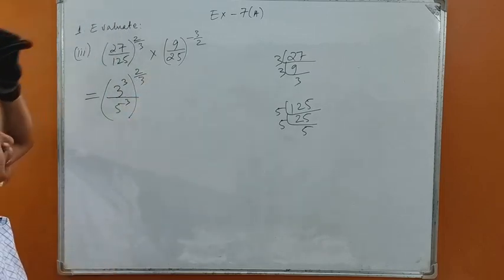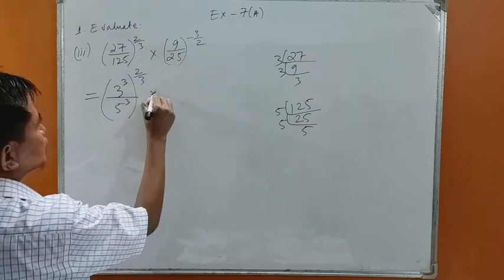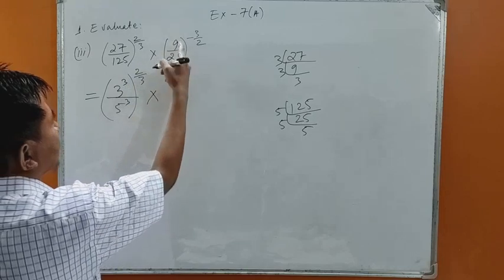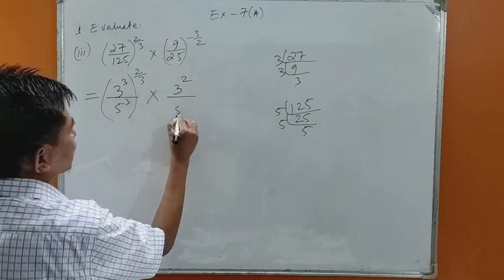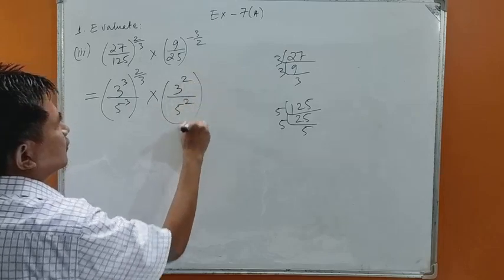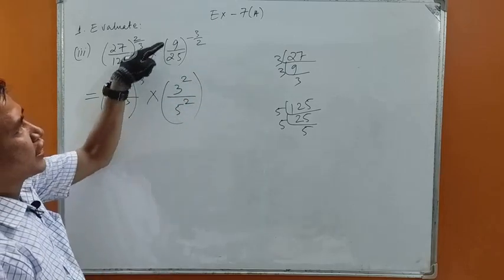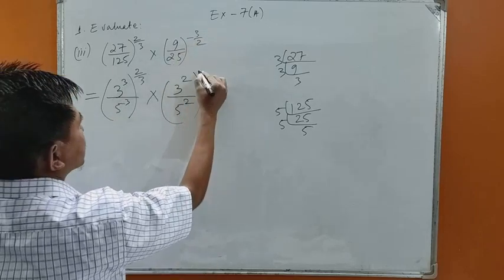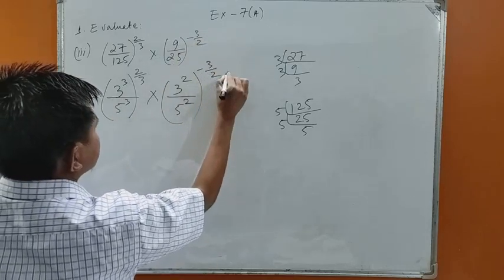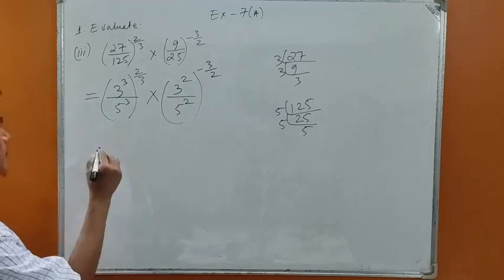2 upon 3, the power remains as it is. Into, this into comes here. 9 means 3 squared and 25 means 5 squared. 3 squared is 2 3s are 9, 5 squared is 5 5s are 25. So the power is minus 3 upon 2, minus 3 upon 2. I hope you are getting me.